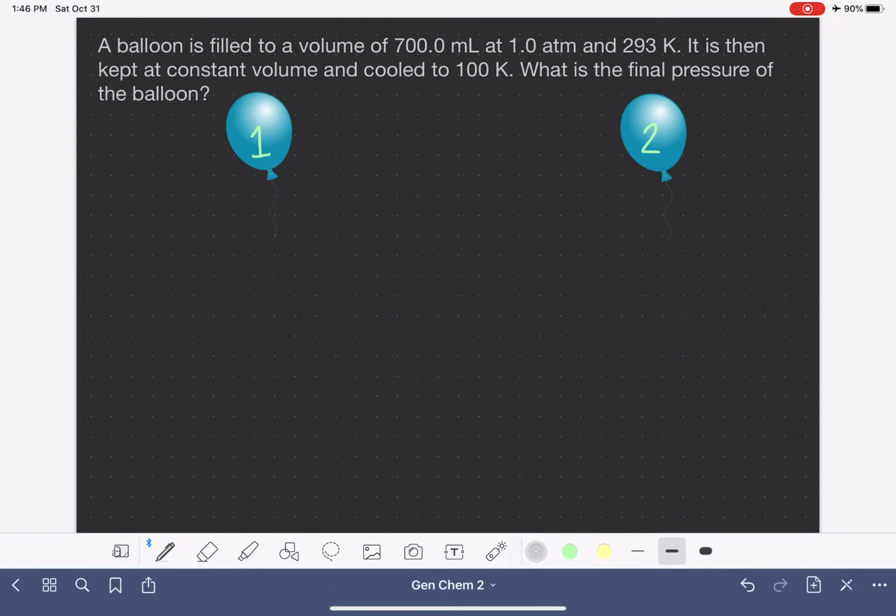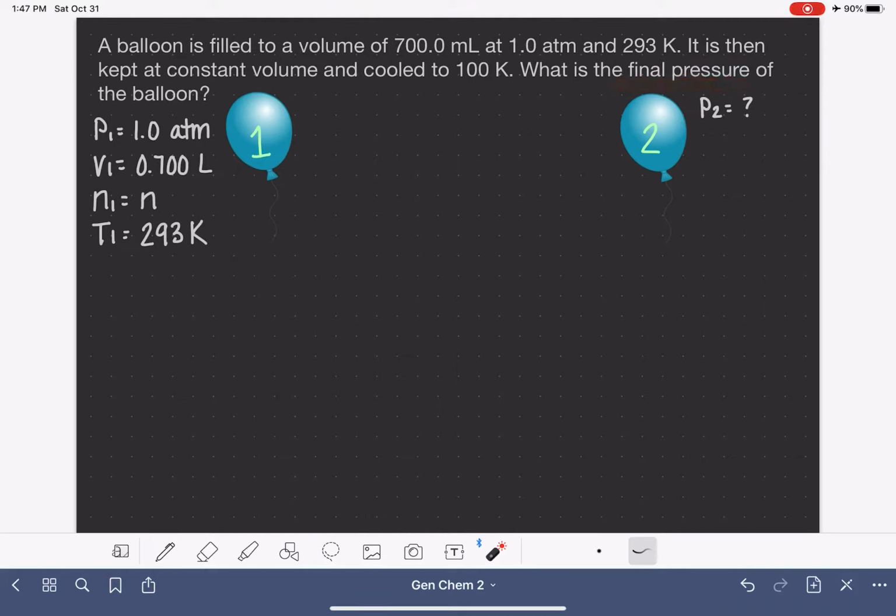Initially, for our balloon, the initial pressure is 1 atmosphere. The initial volume of this balloon, the problem says, is 700 milliliters, which I'm going to convert to 0.7 liters. It doesn't tell us anything about how many moles we have in this balloon, so we're just going to write n. And the initial temperature of this balloon, it says it's 293 Kelvin. So these are all the variables that I took from right here. And then we have our final conditions for the balloon. The final pressure is what we are being asked to calculate. What is the final pressure of the balloon?